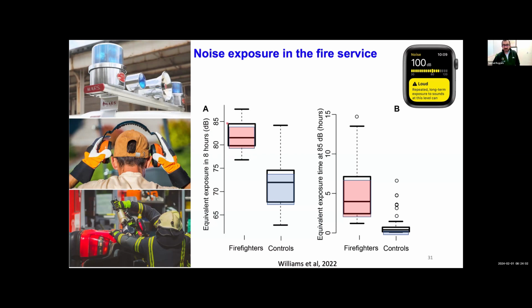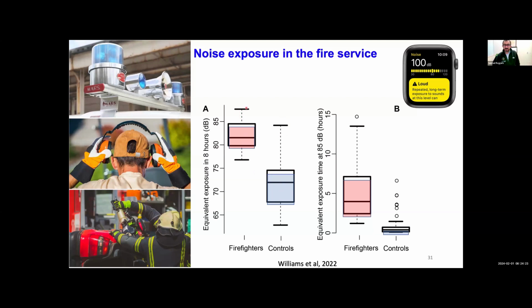If you look at firefighters versus people who are non-firefighters, yes, non-firefighters go to loud events and restaurants and others that in some cases produce higher decibel levels and noise exposures. But on average, the firefighters are typically 12 to 15 decibels above.